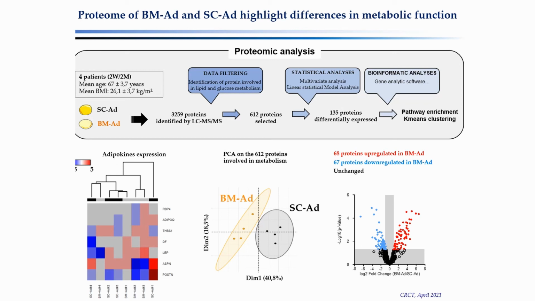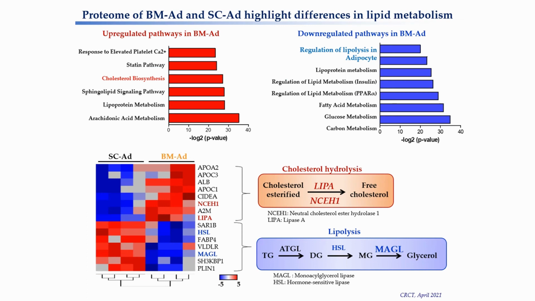But when we select the proteins involved in metabolism, as you can see on this PCA, we can find striking differences between bone marrow adipocytes and subcutaneous adipose tissue. What was clearly differentially regulated between the two depots, the first key result, was a decrease in lipolysis in bone marrow adipocytes, with a very strong decrease of the last enzyme involved in lipolysis, which is MAGL.